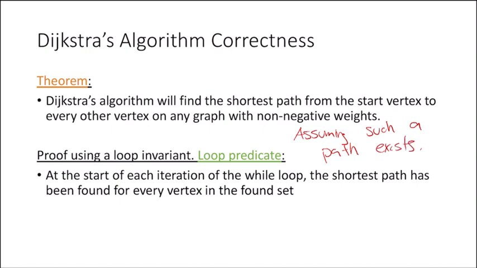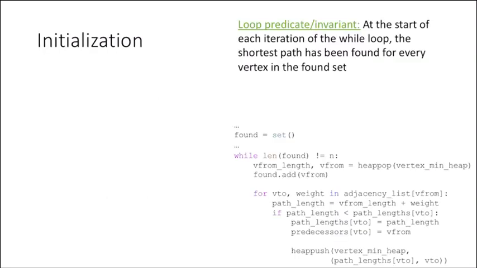And as I mentioned in our first lecture slides on Dijkstra's algorithm, we're just going to make that assumption because it's always easy to check with a breadth first search or a depth first search if the graph is actually connected. All right, well, let's do a proof using a loop invariant, and let's use this as our loop predicate. At the start of each iteration of the while loop, the shortest path has been found for every vertex in the found set. All right, so that is our loop predicate, and it appears here.